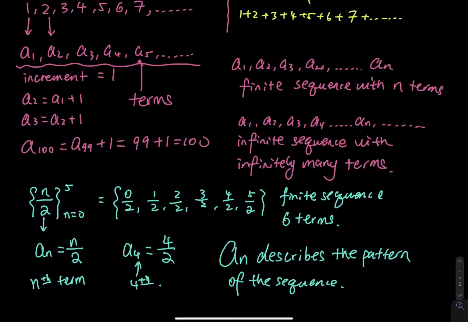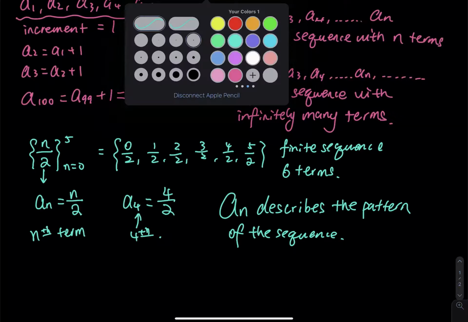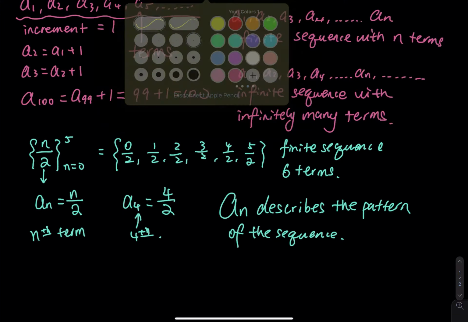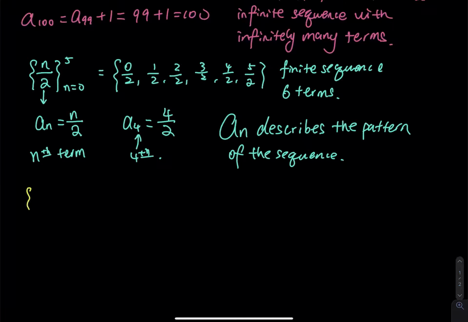What about infinite? Let's switch color for infinite. So I'm going to give you another one. How about n divided by n plus 1, such that n goes from 1 to infinity? So what is my an? In general, the pattern of this sequence is that every time you want to look for the n value, you have to take that n divided by n plus 1, right?